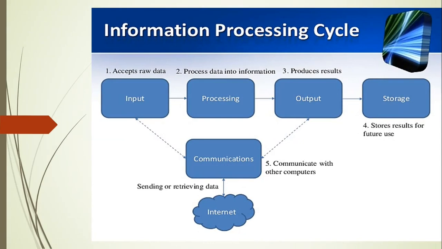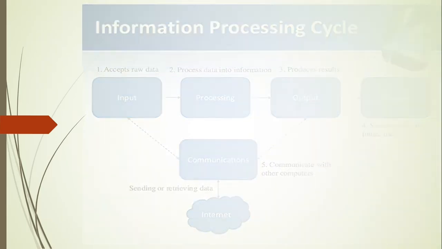So the first one is the input stage, where data is accepted. The second one is the processing stage, where data is processed into information. And the third stage is the output, where the user receives the results of data processing. And then the fourth one is the storage stage, where data is saved for future use. And then in between them, you have the communication or distribution stage, where data can be moved from one place to another. Let's move to the next question.